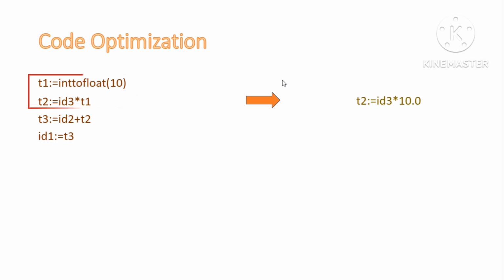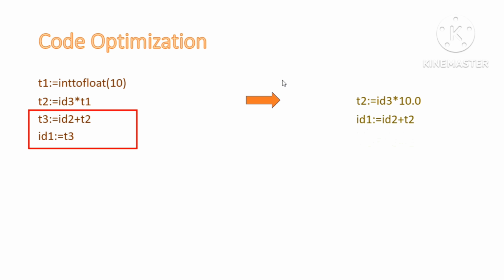Now when we move to the next code, you can see that T3 is equal to ID2 plus T2, and this T3 is finally stored in ID1. So unwantedly I am taking a value called T3 and then I store it in ID1. So instead of taking this T3 value, I can directly put ID1 is equal to ID2 plus T2. So that's what has been written.